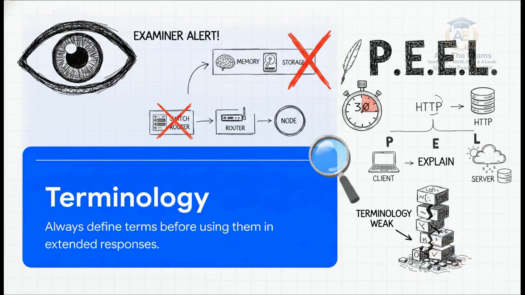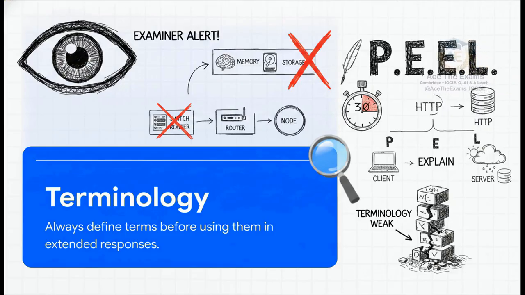Let's do a 30-second speed writing challenge right now. Try to formulate a perfect paragraph defining a web API in a client-server context using our PEEL framework. Point: an API allows communication. Evidence: it uses protocols like HTTP or REST.